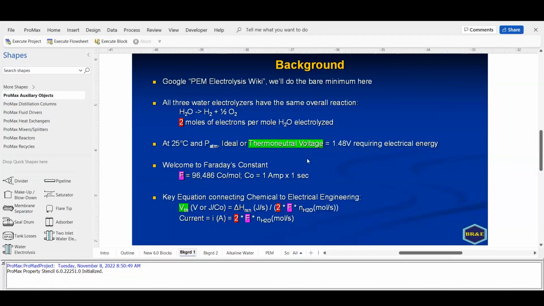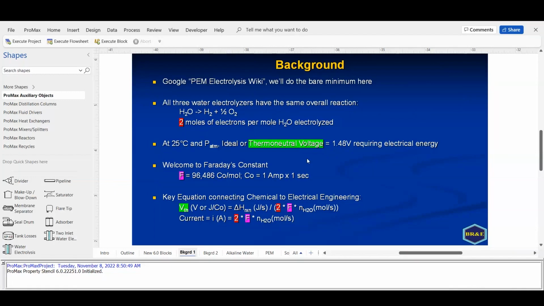After 30 years of being a practicing chemical engineer, I finally, for the first time, ran into Faraday's constant. So these last 2 years, I've been dealing with Faraday's constant a lot. And here you can see that Faraday's constant is 96,486 coulombs per mole. A coulomb is a unit of charge that's equivalent to 1 amp flowing for 1 second. So that's how much charge there is if you have 1 amp of current flowing for 1 second.